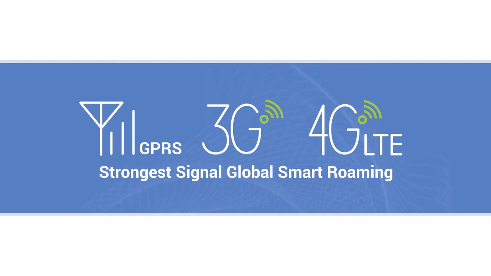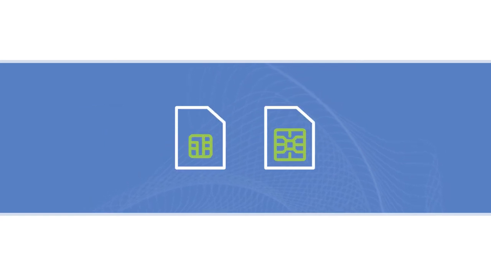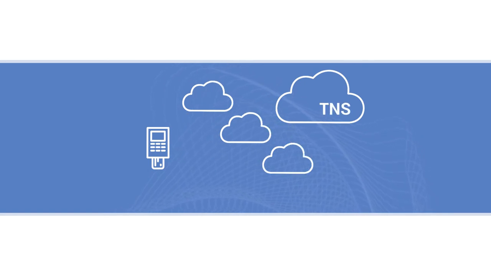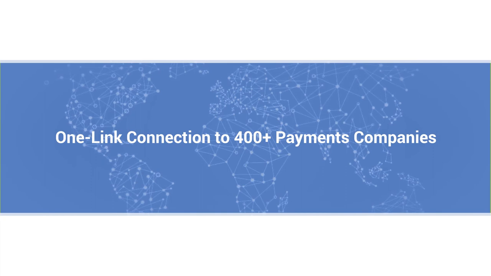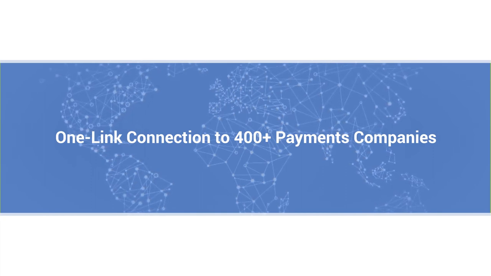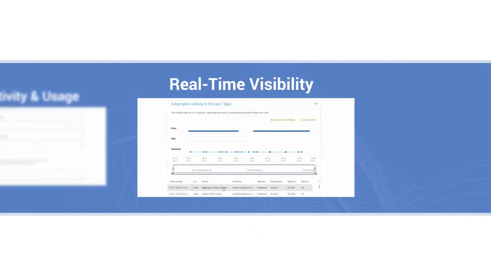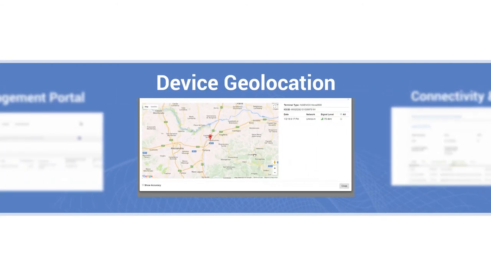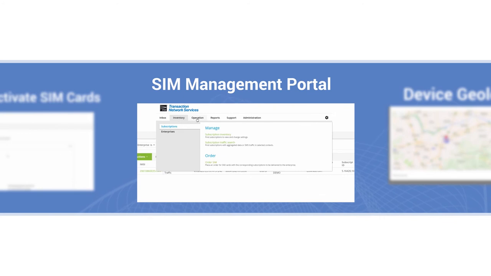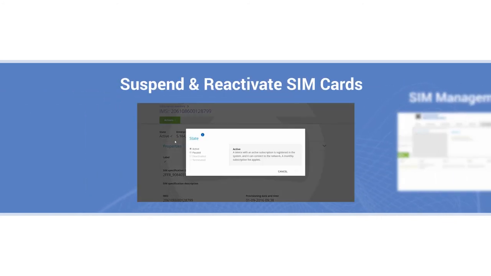to minimize black spots, pre-activated ready-to-use SIM cards that simplify deployment, Roam Plus capabilities to intelligently select the best carrier available based on connection quality, equipment geolocation and status monitoring, one link connection to hundreds of payments companies worldwide, web-based SIM card and device management portals provide real-time visibility into transaction, device and estate status, connectivity and usage information, transaction and device availability, geolocation and movement alerts, monitoring tools, and the ability to suspend and reactivate SIM cards.